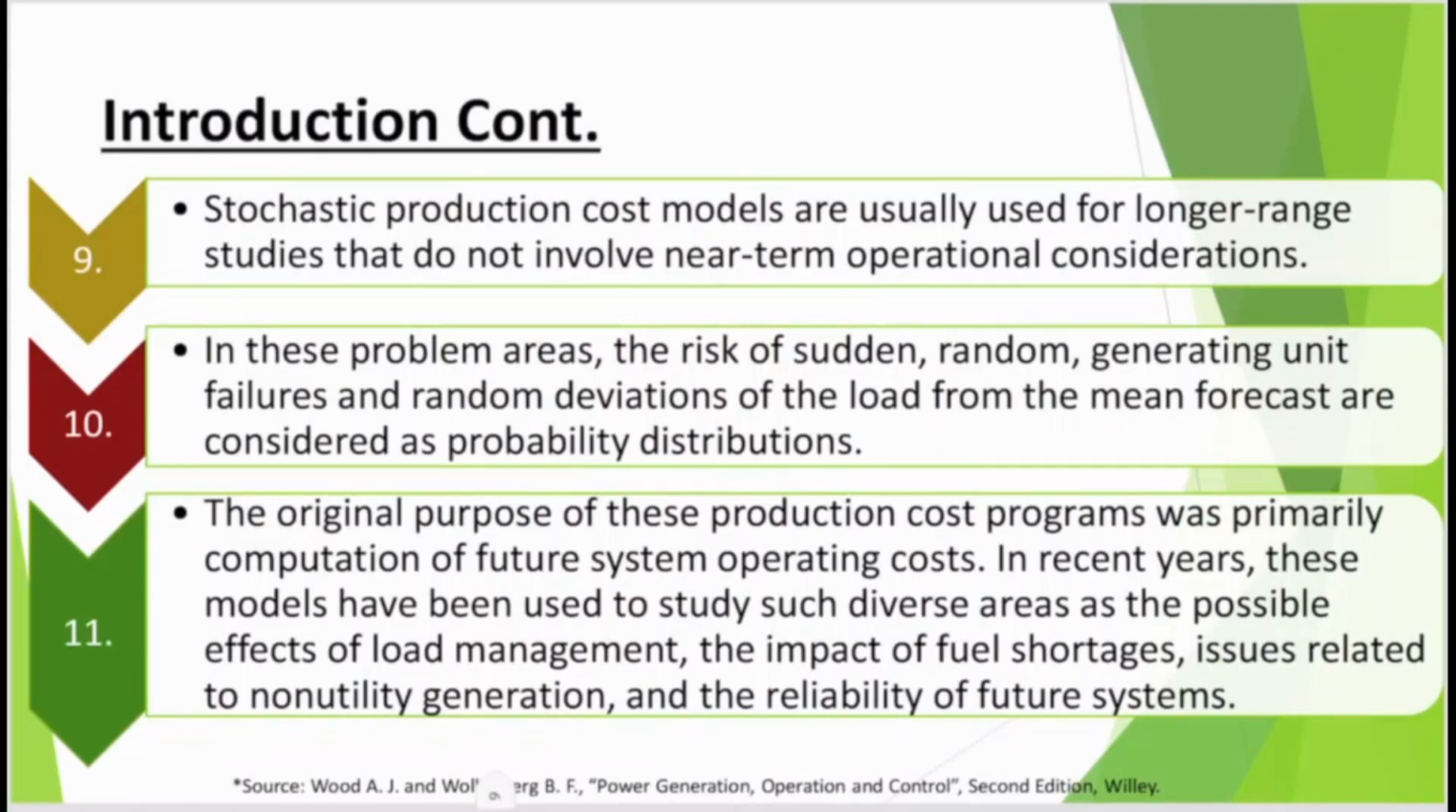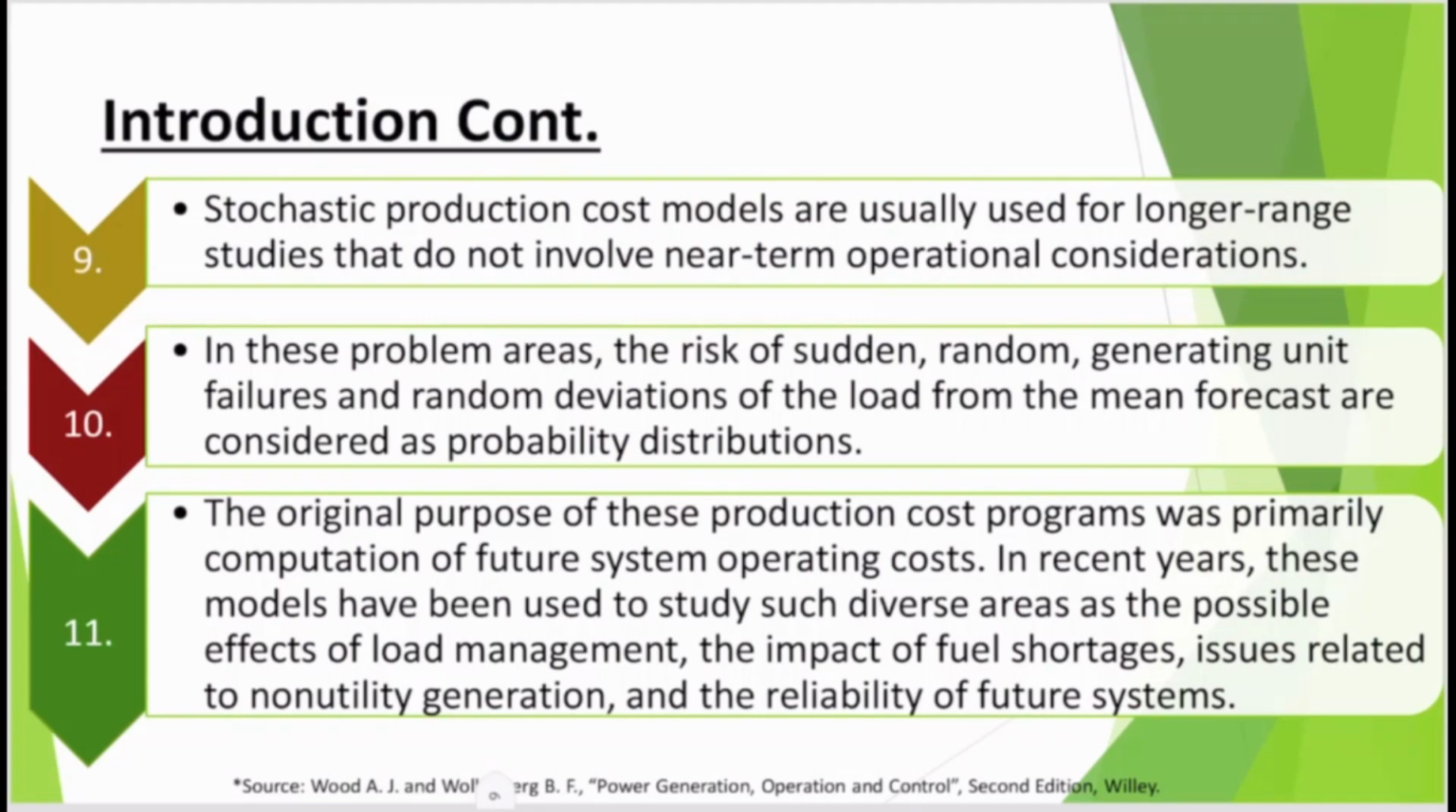In these problem areas, there is the risk of sudden random generating unit failures. Let's say I have scheduled unit number one to be operational between 6 to 8 p.m., generating 100 megawatt. It's fine, it's my calculation, my optimal solution, but it may so happen that suddenly the system may not be in operation. And as you know, even if I consider 1% of failure, that means during 100 days, 1 day we have to give for maintenance.